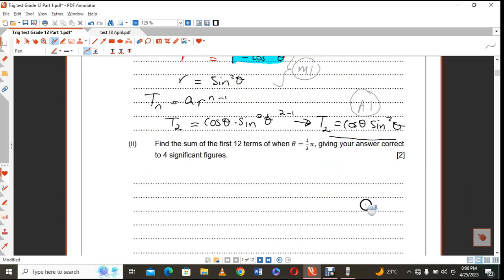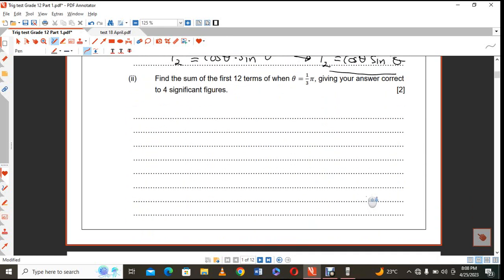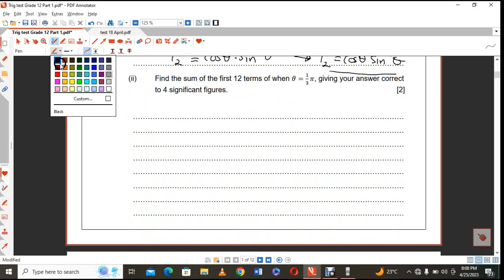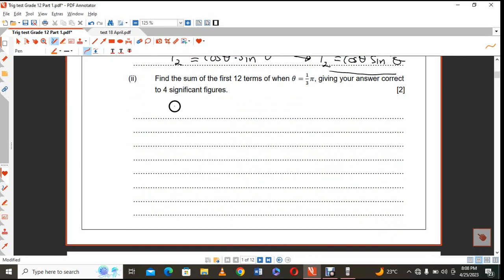Let's then go to the second part of the question. They say, find the sum of the first 12 terms of the progression for theta equals pi over 3. It's the same thing. And then give our final answer correct to 4 significant figures. So S sub 12, we have to use the S sub n formula.